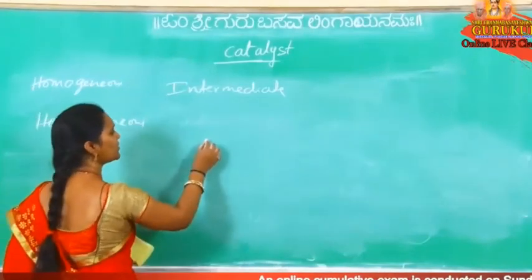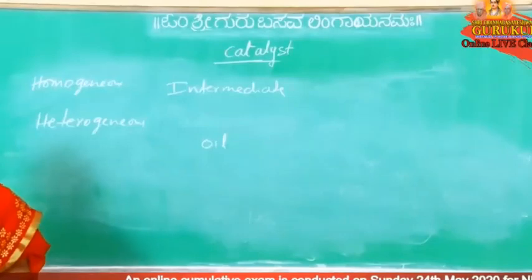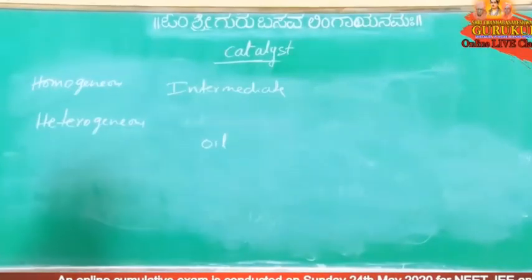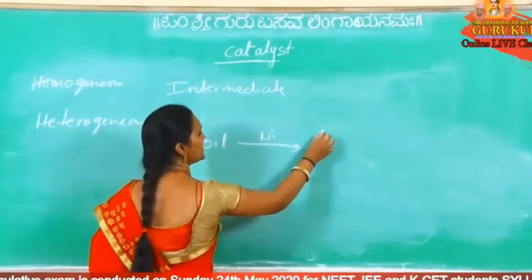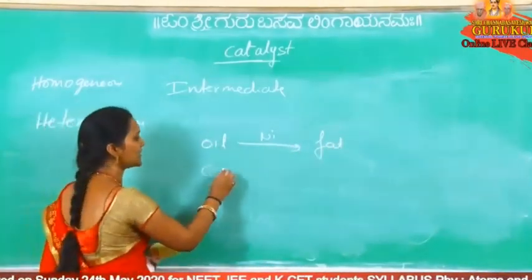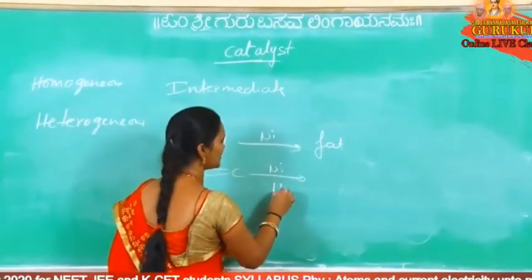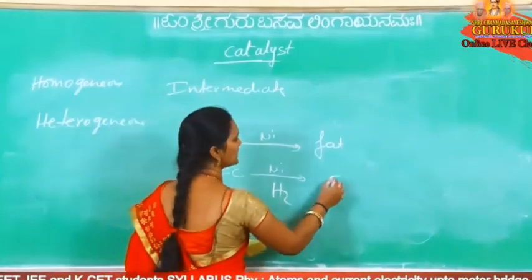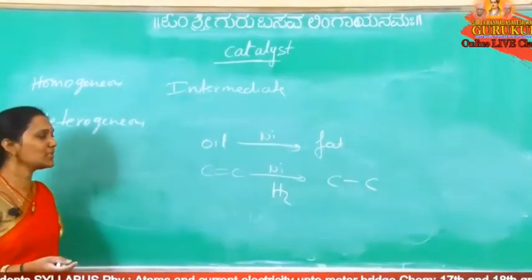Best example is the hydrogenation of oils. Hydrogenation of oils, another name is the hardening of oils. Oil in the presence of nickel catalyst changes to fat. What is the reaction here? Oils are unsaturated. Then in the presence of nickel it is treated with hydrogen. Then addition of hydrogen takes place. It changes to saturated. Unsaturated changes to saturated.